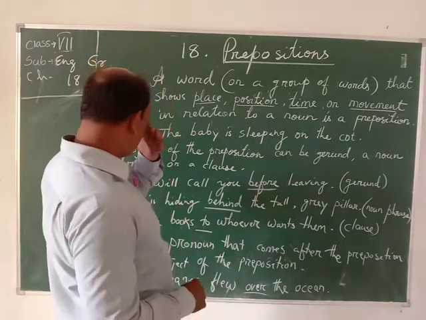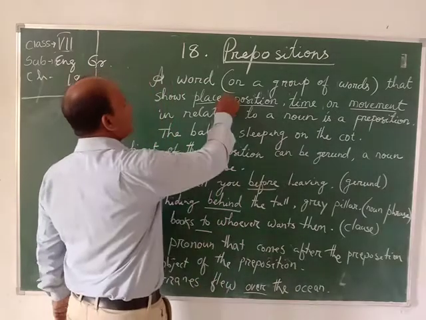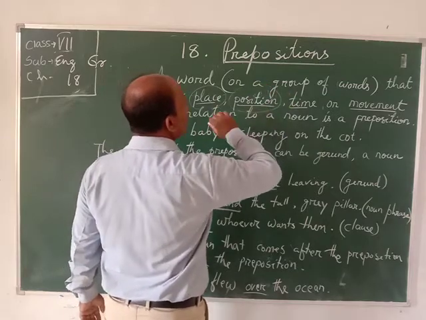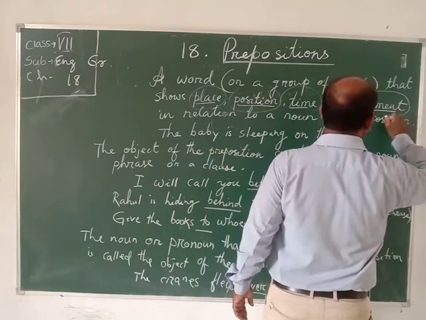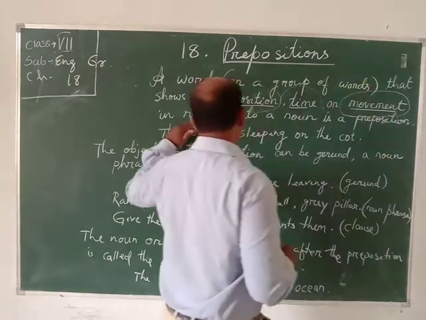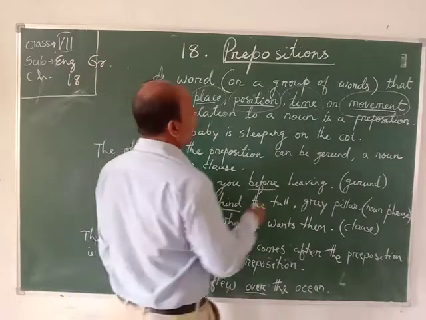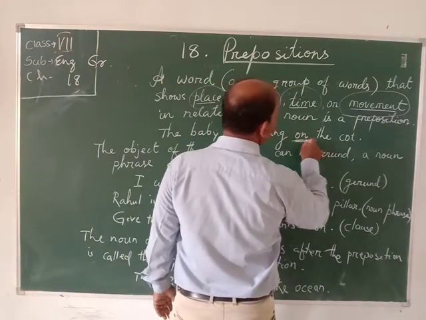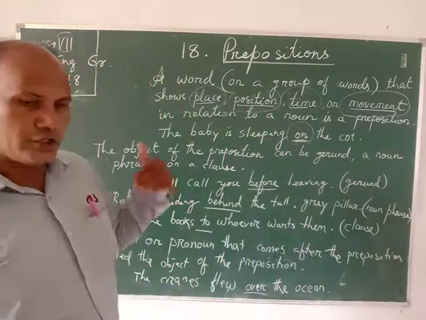A word or a group of words that shows place, या तो स्थान दिखाता है, या जगह दिखाता है, position, समय को दिखाता है और गतिशीलता को दिखाता है. Yes, in relation to a noun or pronoun, just like the baby is sleeping. On is position. Coat के ऊपर. Yes, the baby is sleeping on the coat.